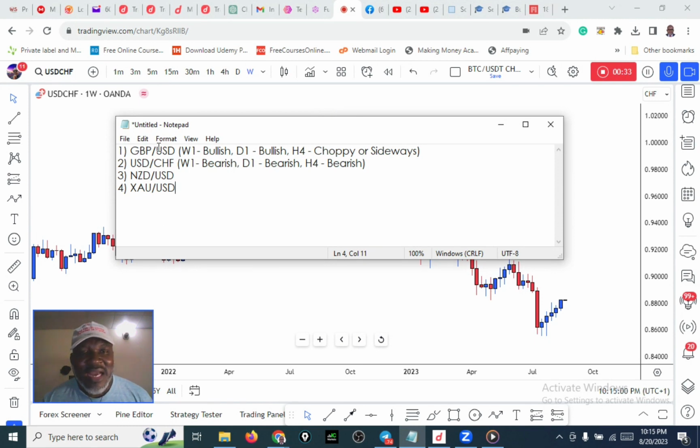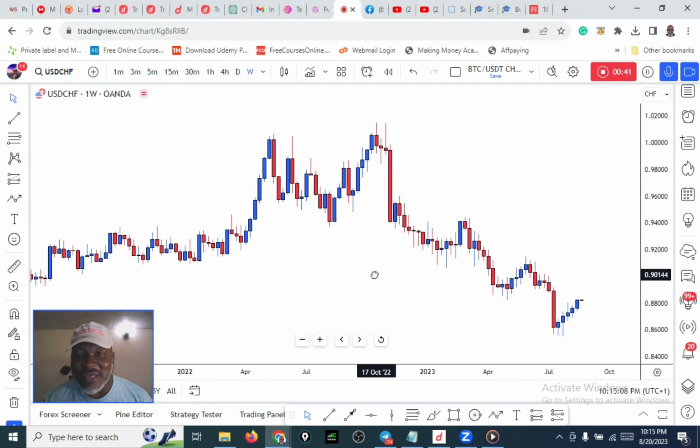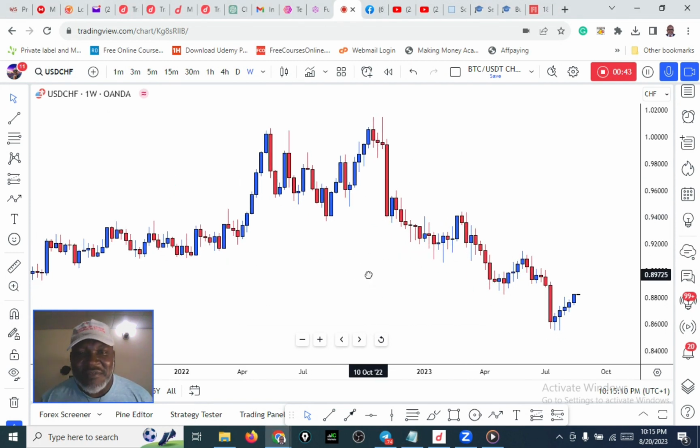I've analyzed the first one, which is the pound dollar. Now we have the dollar Swiss franc, and we're on the dollar Swiss franc chart now, guys. First thing first, market structure, top-down analysis. You have to do your top-down analysis to be able to determine your directional bias.